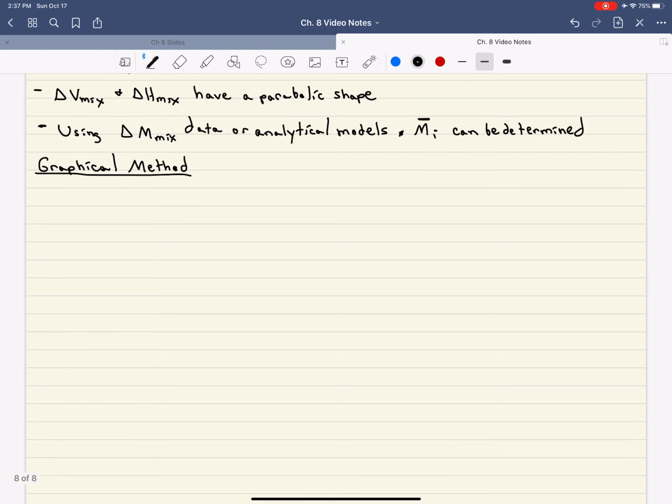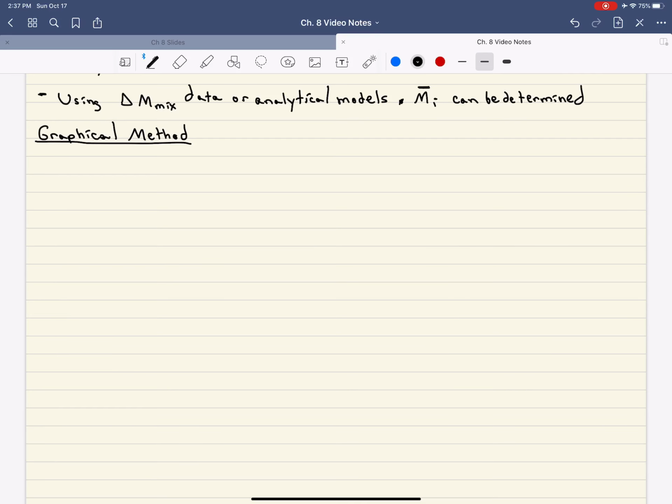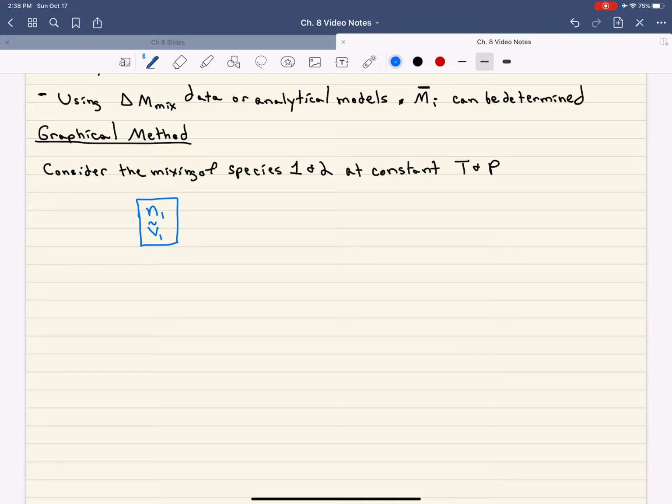To go through this example, I want you to consider the mixing of species 1 and 2 at constant temperature and pressure. Let's say on the left-hand side here, you had some species 1 with N1 moles and some pure molar volume, and then you added in some species 2 with N2 moles and V2 molar volume.